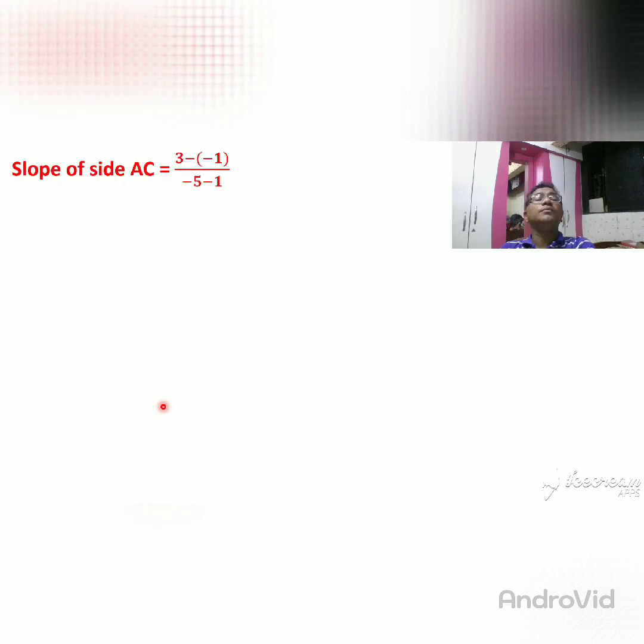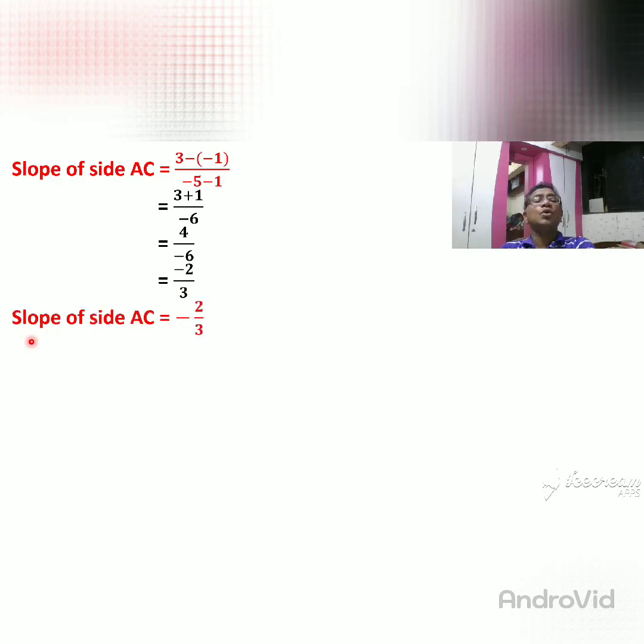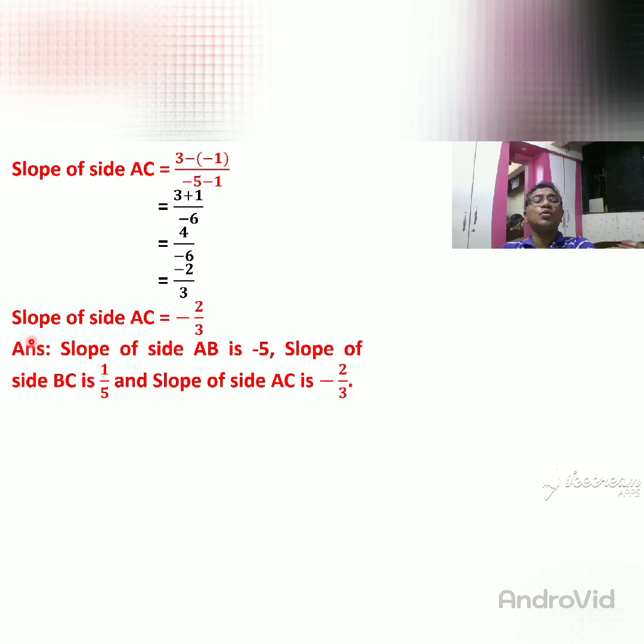Now the last slope, AC. 3 minus (minus 1): the negative sign out of the bracket makes plus 1, so 3 plus 1 is 4. Minus 5 minus 1: the signs are the same, so add, 5 plus 1 is 6. So here is 4 upon minus 6. 2 twos are 4, 2 threes are 6, so 2 upon minus 3. This is the slope of side AC, which is minus 2 upon 3.